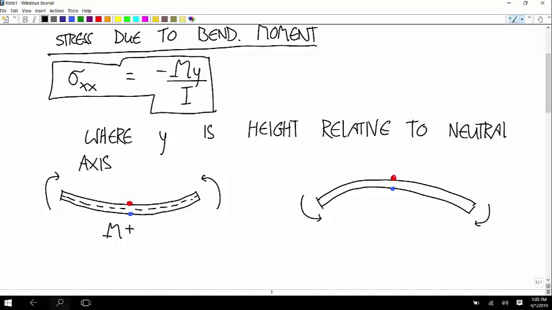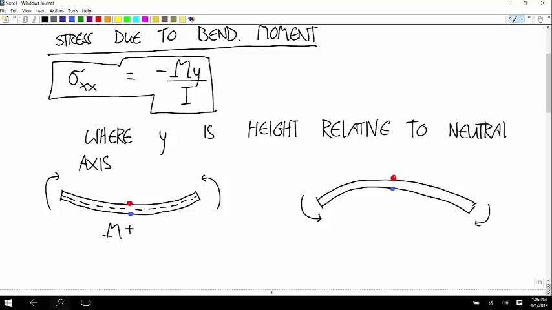Now this one, go to the blue dot. We're still dealing with a positive bending moment. y is negative, so all of this becomes positive. And that says that the x normal stress is positive, so it's in tension. And that's what you would expect if you bend it this way. Everything works the same but opposite in the other case.